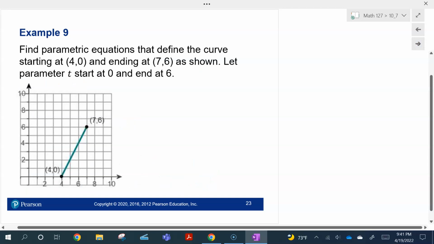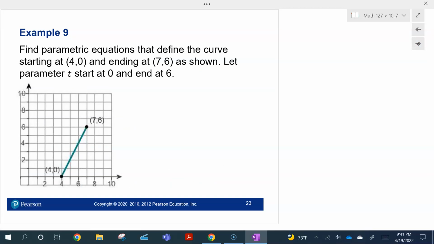All right, this last one's just asking us to find a parametric equation that defines the curve starting at (4, 0). Notice we've got the line there, and it ends at (7, 6), as shown in the figure. Let the parameter start at 0 and end at 6. So number one, I'm going to find a rectangular equation for the curve, and since this curve's a line segment, I'm going to write this as a line, y equals mx plus b.